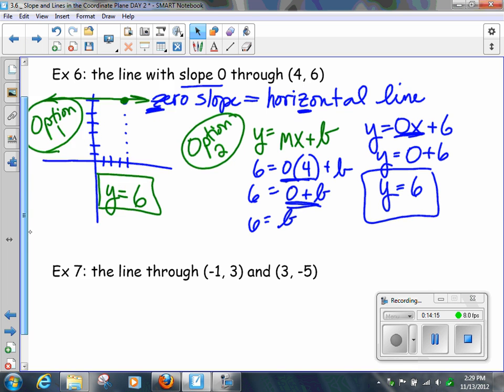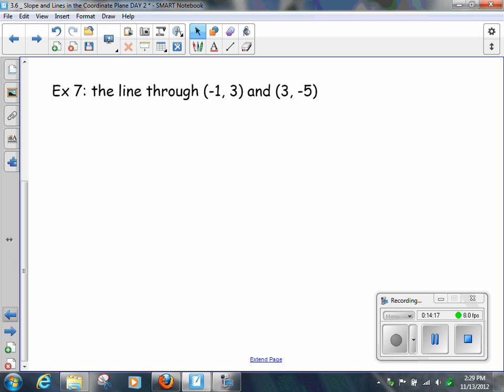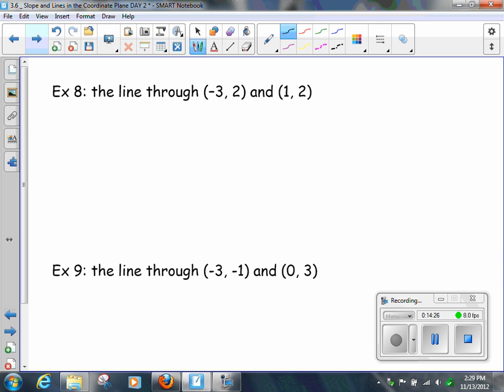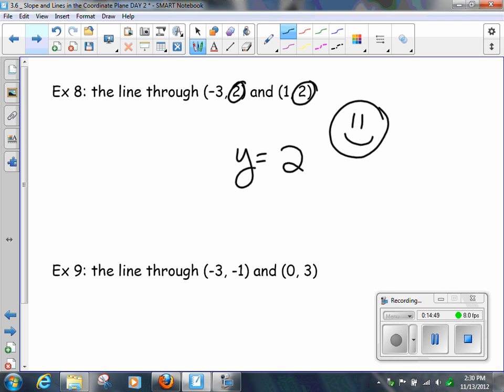Okay, good. Here, let's move on. Yeah, we're not doing 7. Mark it out. We've done it. Good. Hey, what about 8? See, it's easy. I don't need to do anything but look at that. Do you notice anything going on? Y is 2. The 2's are the same. So what's my equation, everybody? Y equals 2. Yay! I love problems like that.